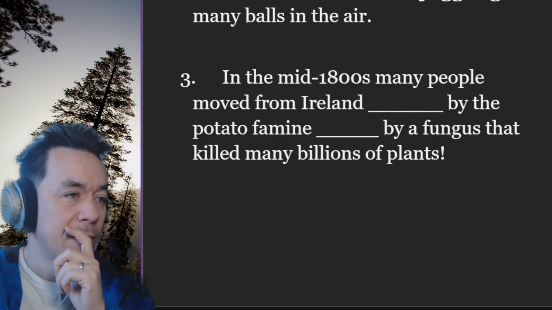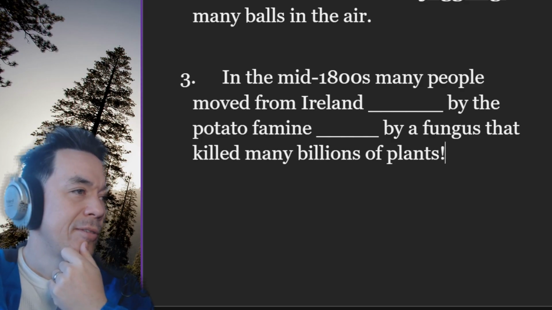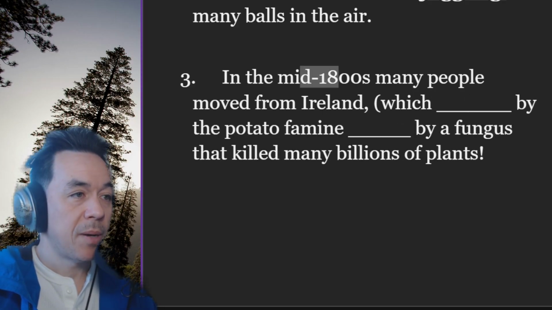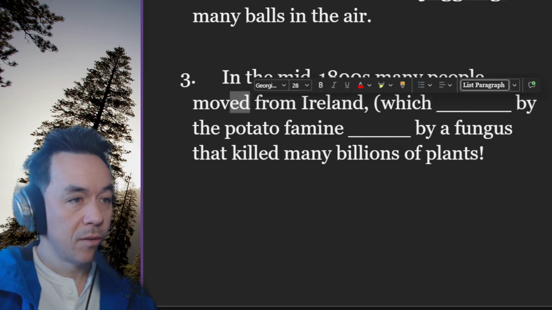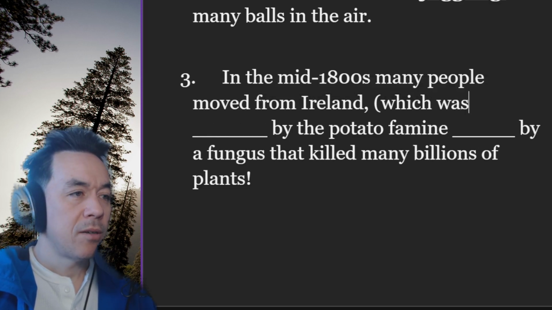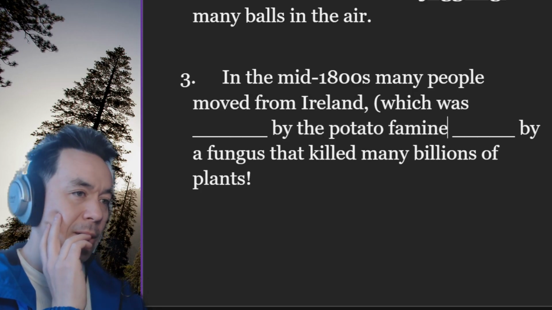Let's see. What could this one be? Okay. So Ireland is a place. I'm going to say the answer here is going to be "which." And of course, this is past tense, 1800s, moved. So "which was." So Ireland had trouble by potato famine, and potato famine had trouble.